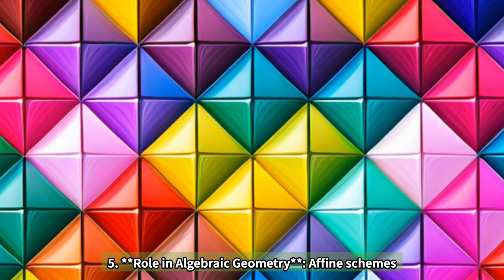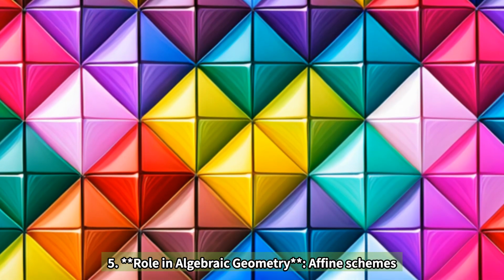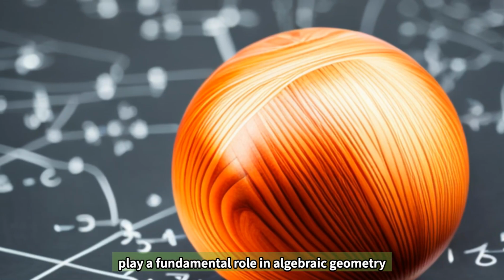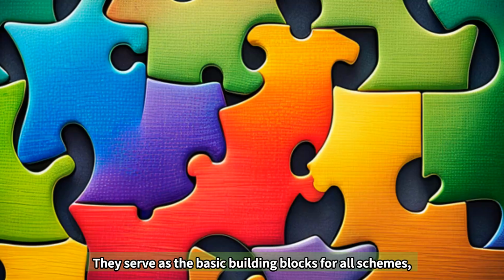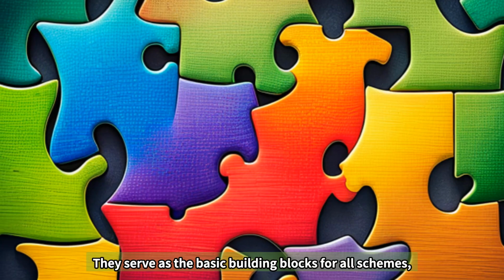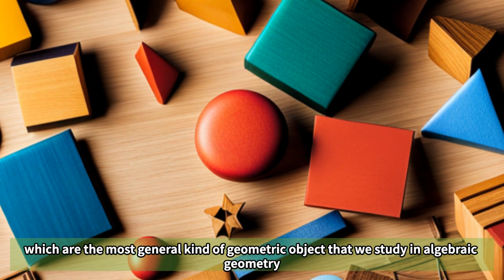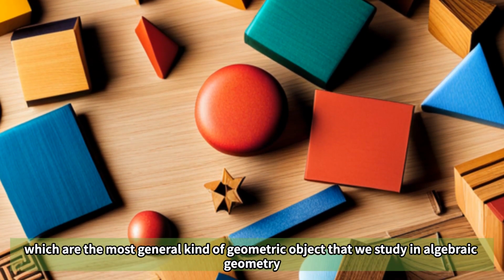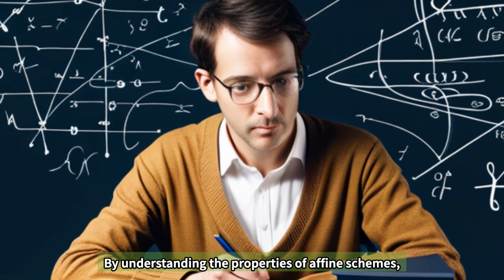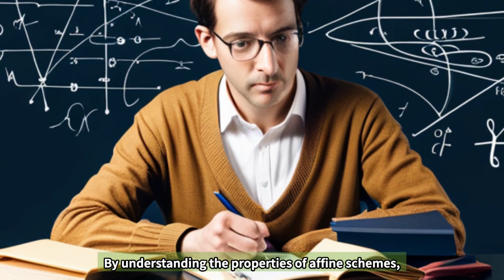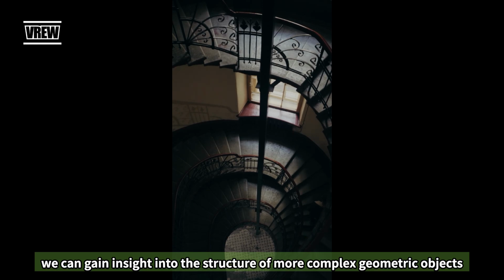5. Role in algebraic geometry. Affine schemes play a fundamental role in algebraic geometry. They serve as the basic building blocks for all schemes, which are the most general kind of geometric object that we study in algebraic geometry. By understanding the properties of affine schemes, we can gain insight into the structure of more complex geometric objects.